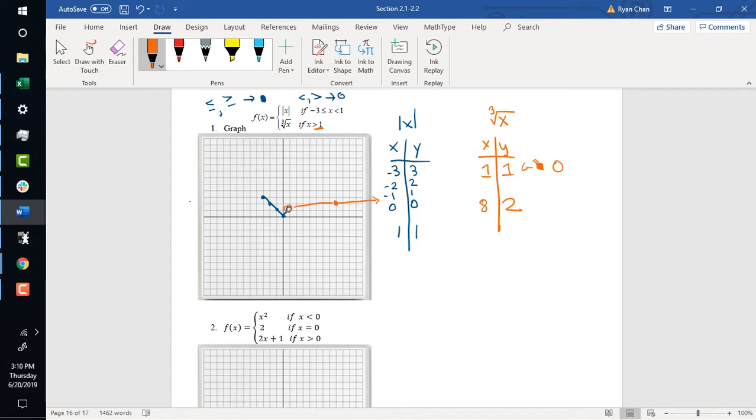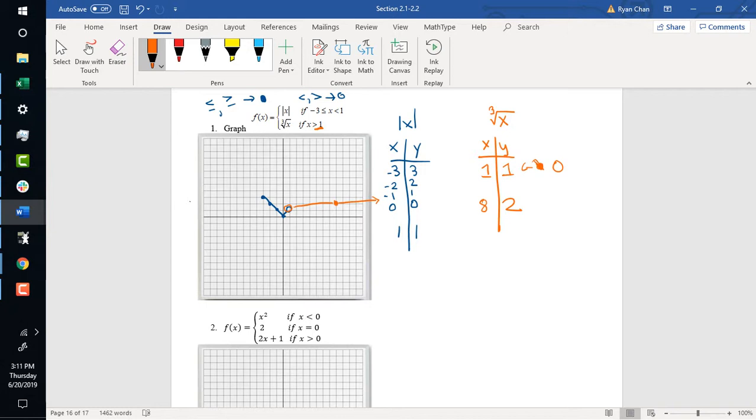The orange one should look a bit more curved, but it looks a little bit like a line just because it's going up very slowly. It's a slight curve. But that is it. And that's how I graph a piecewise function.